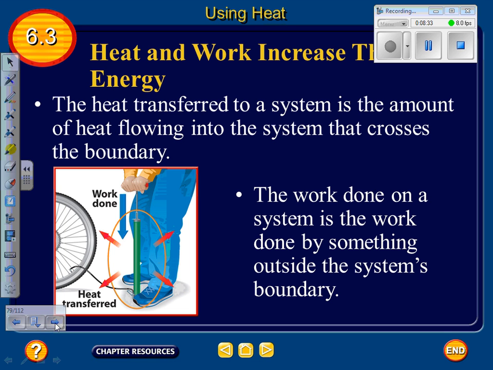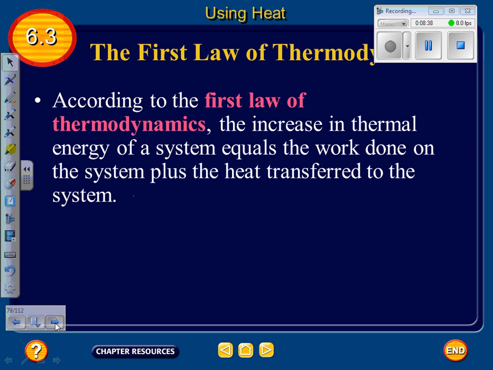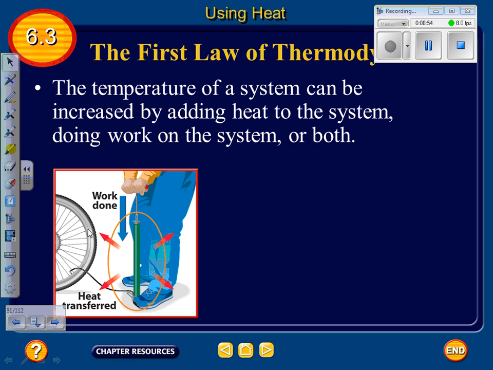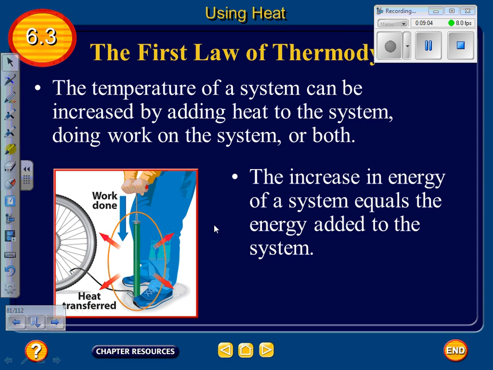The work done on a system is the work done by something outside the system's boundary. According to the first law of thermodynamics, the increase in thermal energy of a system equals the work done on a system plus the heat transferred to the system. The temperature of a system can be increased by adding heat to the system, doing work on a system, or both. The increase in energy of a system equals the energy added to the system.